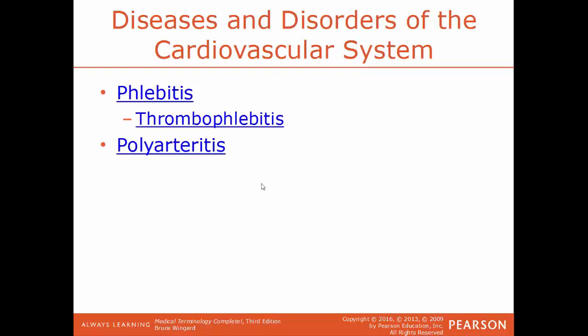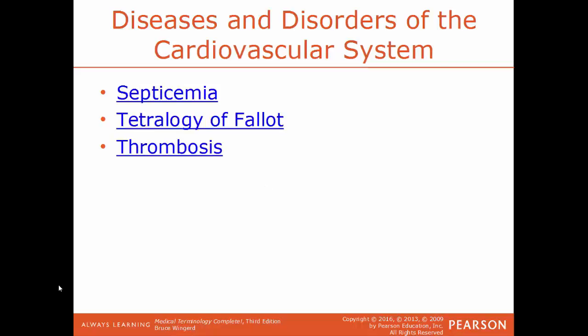Our next term, phlebitis. It's an inflammation of a wall of a vein. An example of this would be thrombophlebitis. This is where you have an inflammation of the wall of a vein because of a thrombus or a clot within that vein. Something that's common with women who are pregnant. Polyarteritis. This is a reference to having inflammation of multiple arteries in different locations. Alright, our next term, septicemia, is the other word for blood poisoning. It's either caused by bacteria directly or the toxins that they produce.